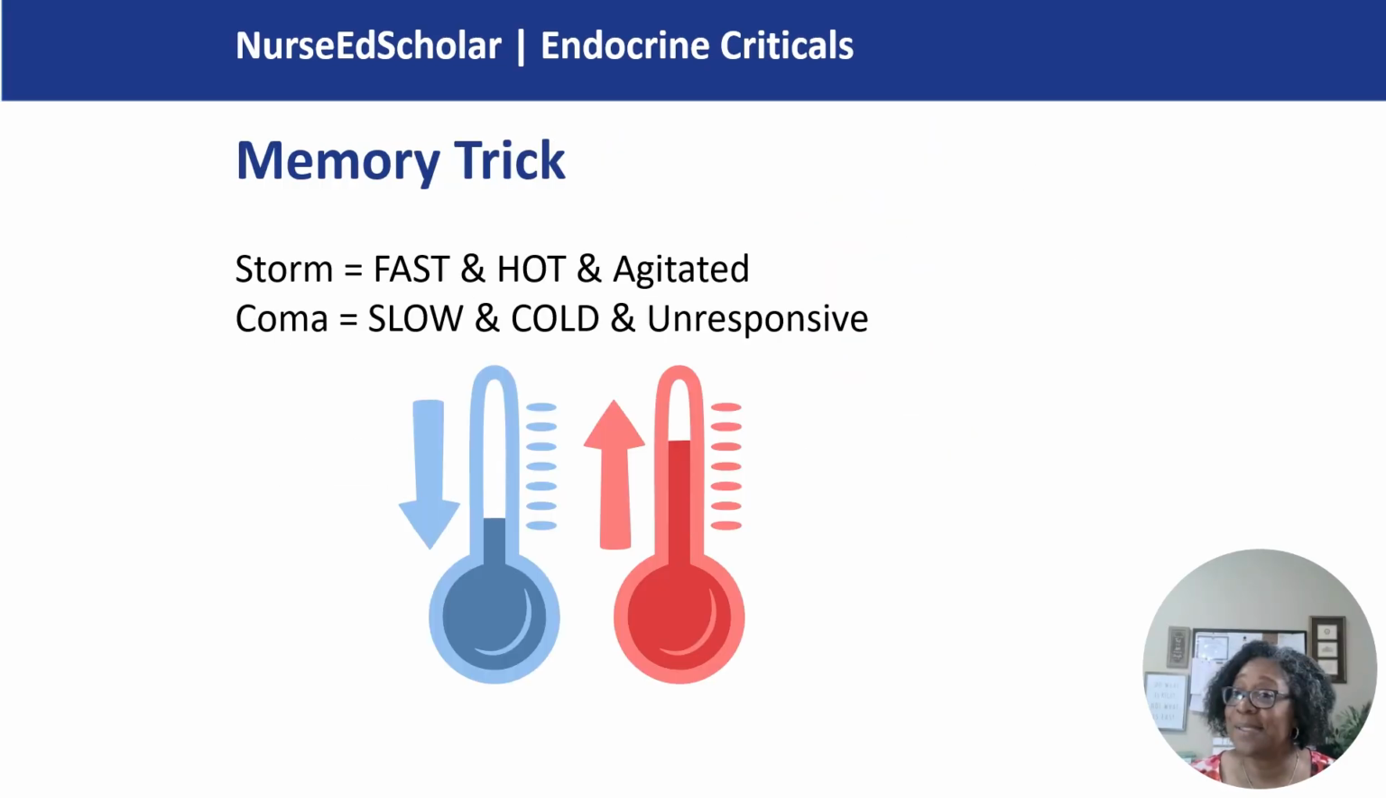So the trick, I'm saying it again, I like to repeat things. In a thyroid storm, hot, fast, and agitated. In myxedema coma, cold, slow, unresponsive. If you remember those patterns, you should already know the answer.